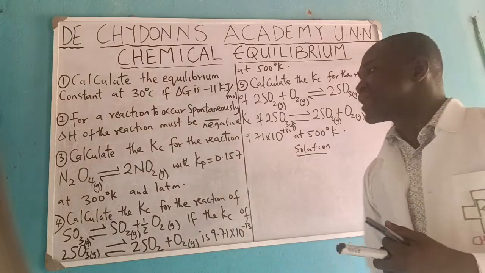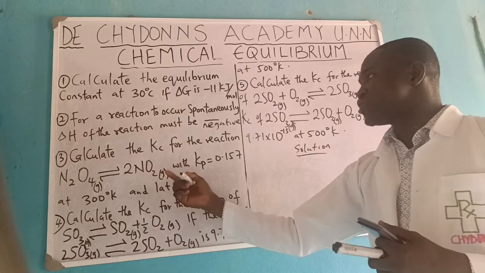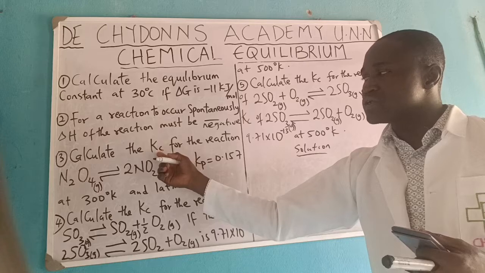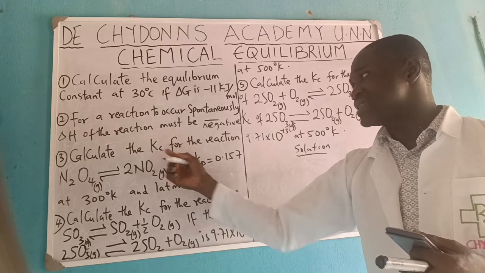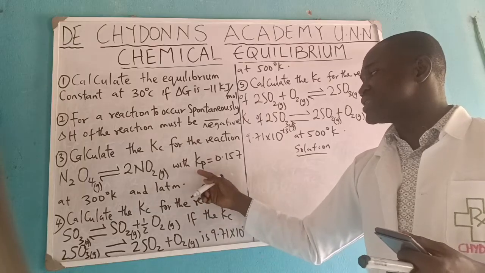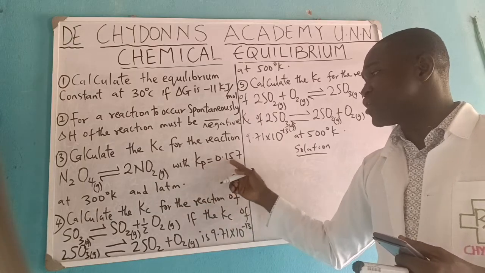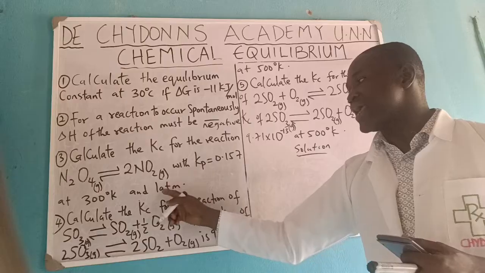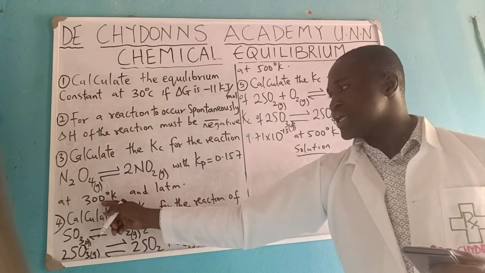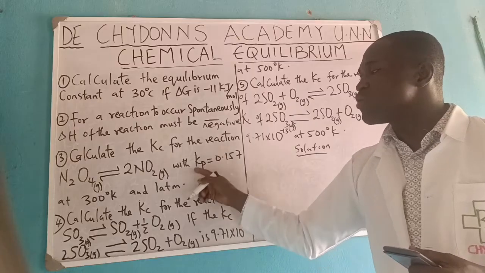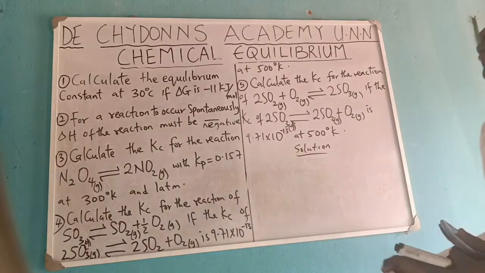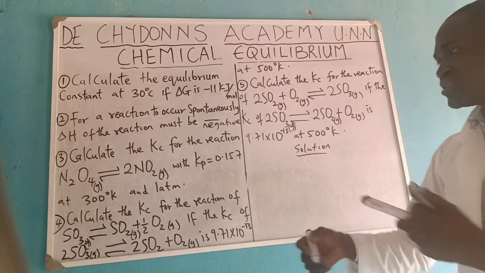Okay? We go to question number 3. In question number 3, we are given this reaction and we are asked to get the Kc, the equilibrium constant of the concentration, given that the equilibrium constant of partial pressure is this. This is the total pressure given. This is the temperature in Kelvin. And this is the equilibrium constant of the partial pressure.